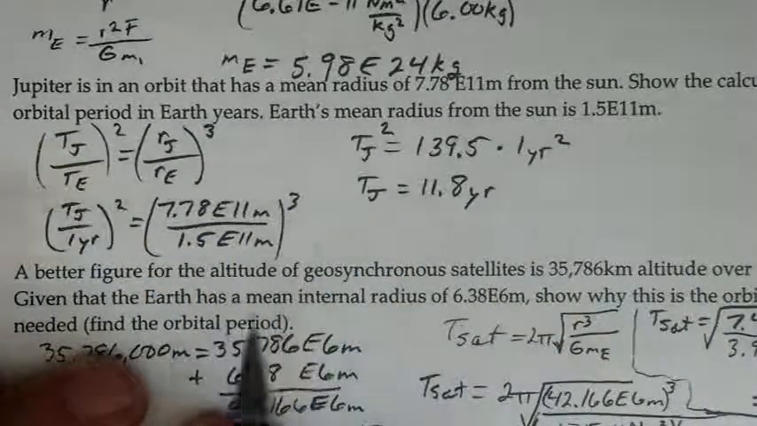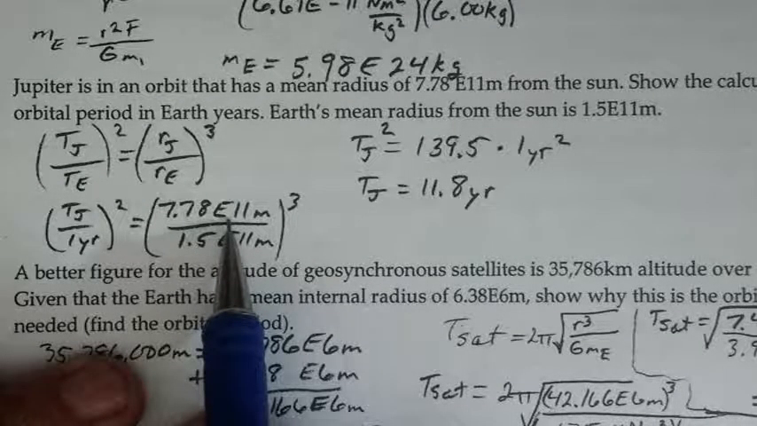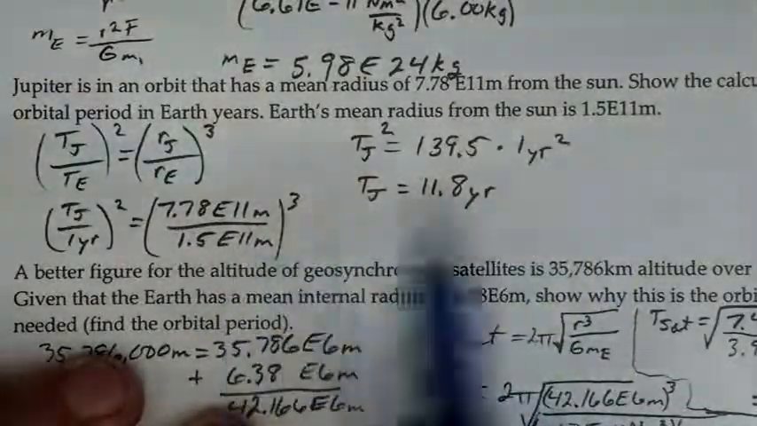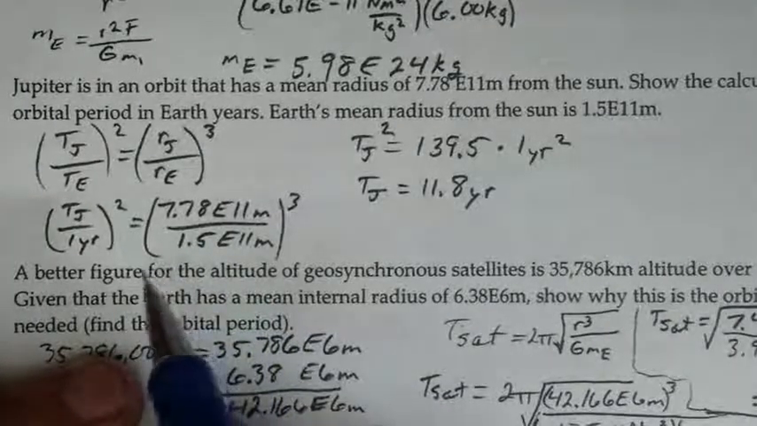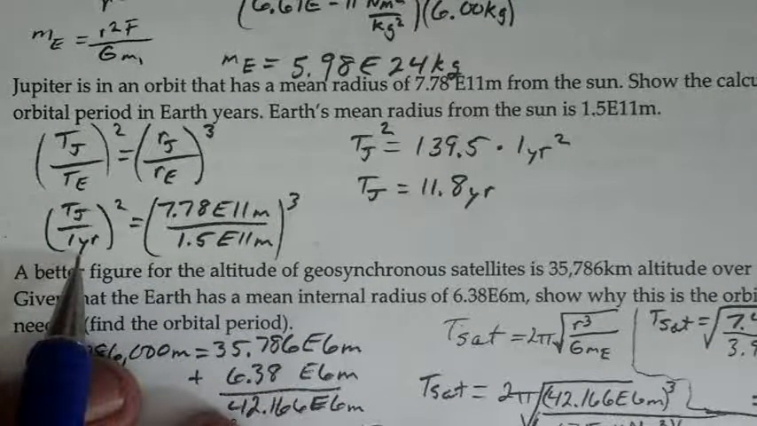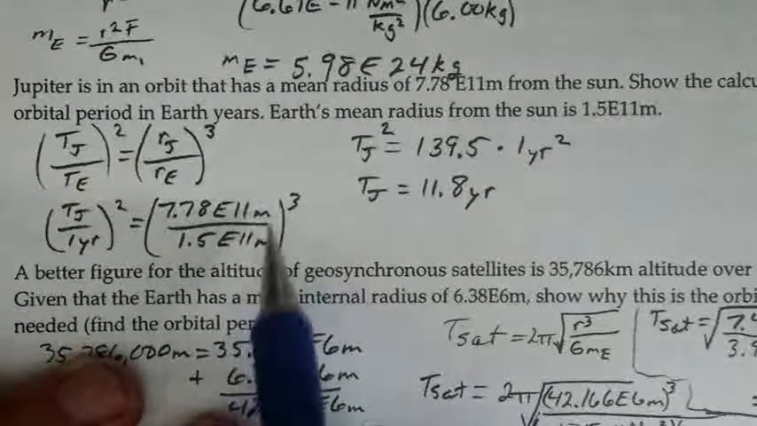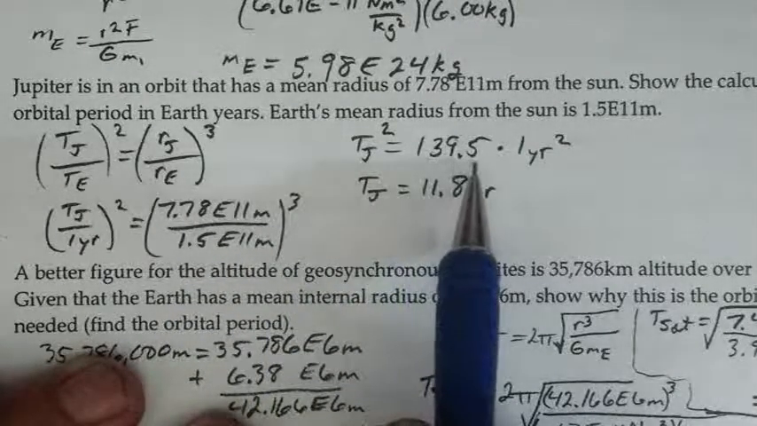Now, I know the radius of Jupiter from the Sun, and I know the radius of Earth from the Sun. Averages, of course, as we've discussed, these are slightly elliptical. And I darn well know the time of orbit for Earth in Earth years. It's exactly 1 by definition. This divided by this cancels out the meters. This divided by this cubed gives me 139.5.